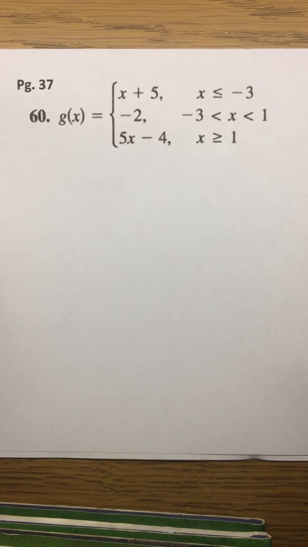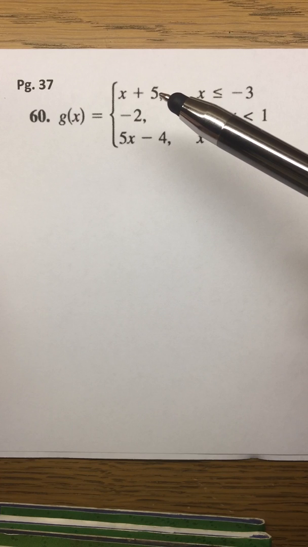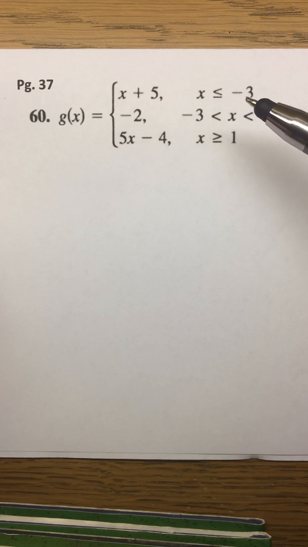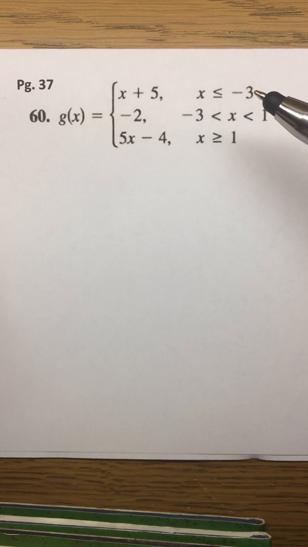Alright, here we are looking at number 60. This one here is a piecewise function. You've got three different functions here. You've got x plus 5, which is only good when x is less than or equal to negative 3. So when we graph this part, we're going to just put in values, and I'll just do an xy chart, and I'll put in values that are less than or equal to negative 3.